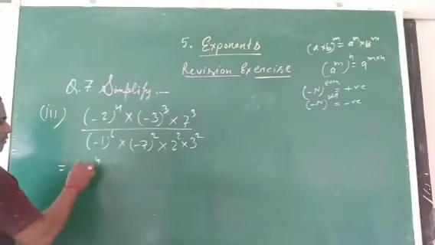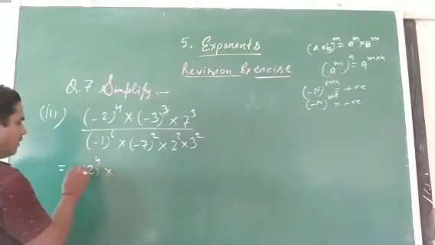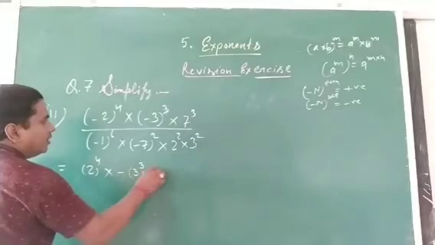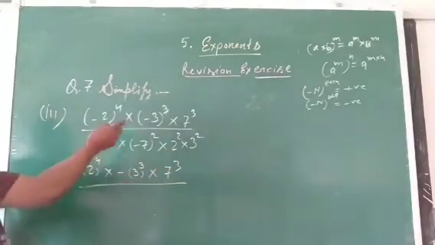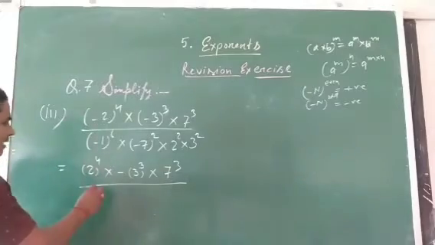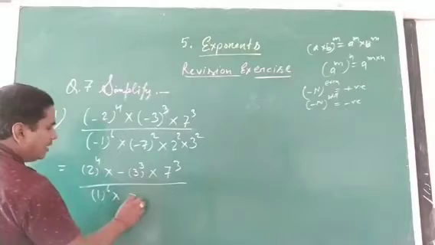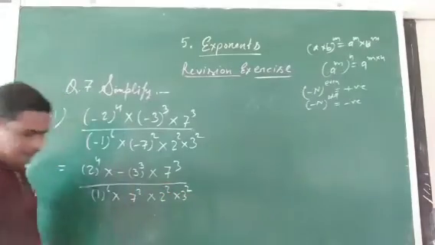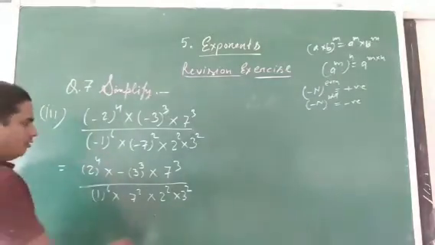2 power 4. Here the power is odd, so it will become minus 3 to the power 3, then 7 to the power 3. Again here minus 1 to the power 6, even power, so it will become positive. Now here even power, it will become positive: 7 to the power 2, 2 to the power 2, 3 to the power 2. Okay, clear?